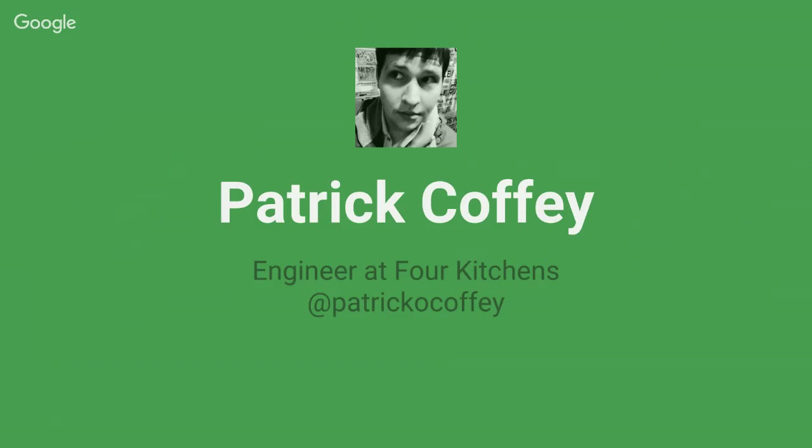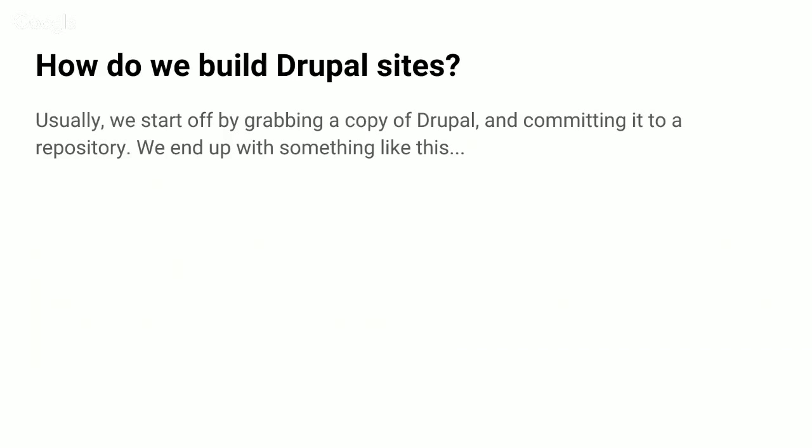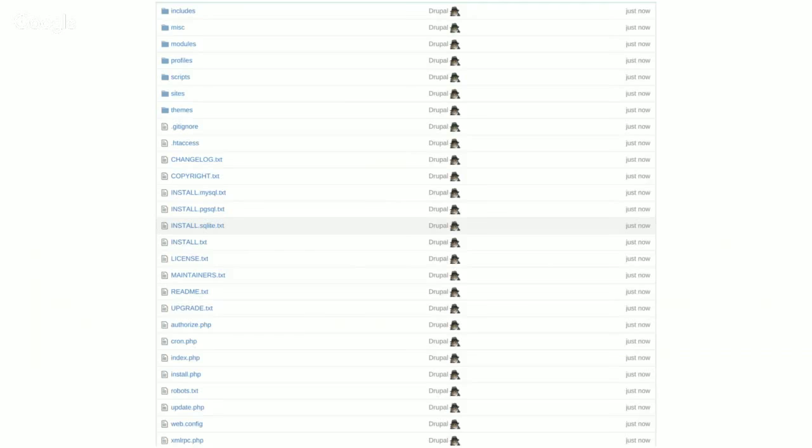I'm Patrick Coffey. I'm an engineer at 4 Kitchens. So how do we go about building Drupal websites, right? What do we do? Well, we typically start by grabbing a copy of Drupal, Drush dl drupal, or from Drupal.org, and we get the zip file or whatever we do. And then we commit it to a repository, and we'll end up with something like this, right? We got a Drupal site root.